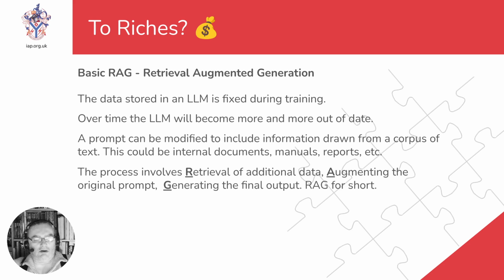One way to enhance a model is to augment the prompt with additional relevant up-to-date data. Additional data is usually drawn from a corpus of text stored in a vector database. The whole process of retrieving additional data, augmenting the prompt, and then generating the result is called RAG, Retrieval Augmented Generation.